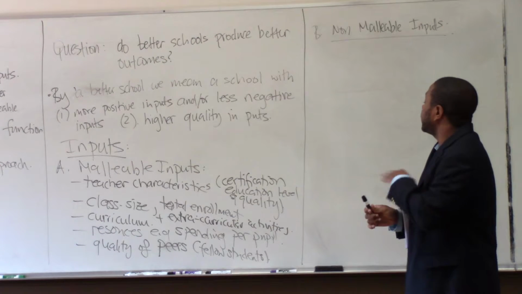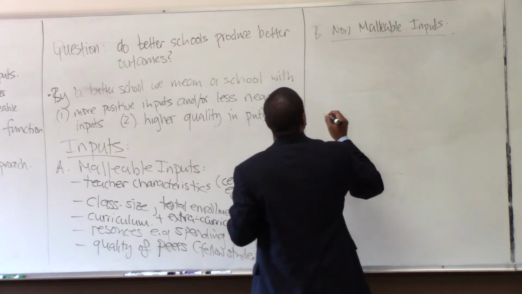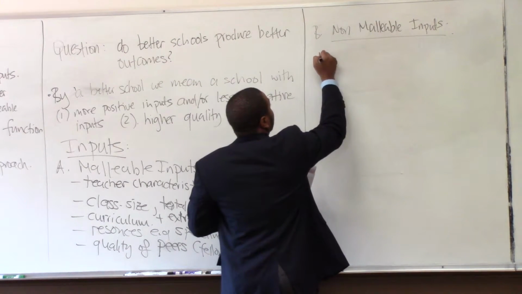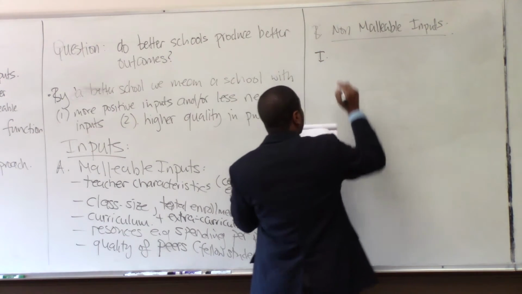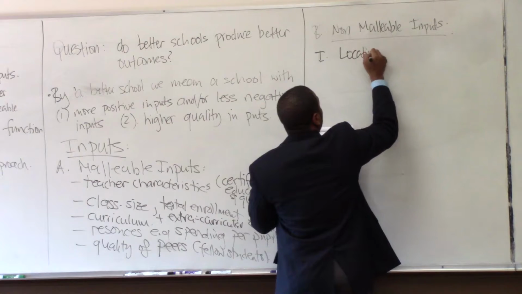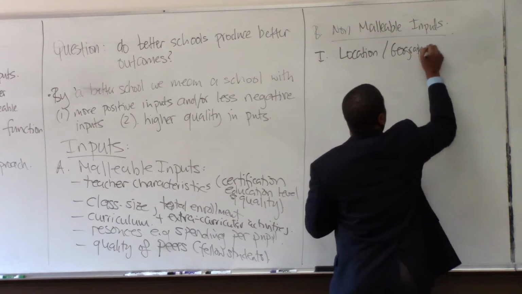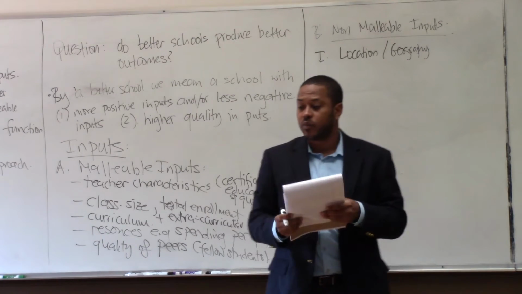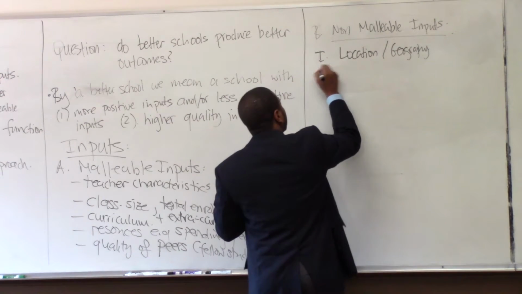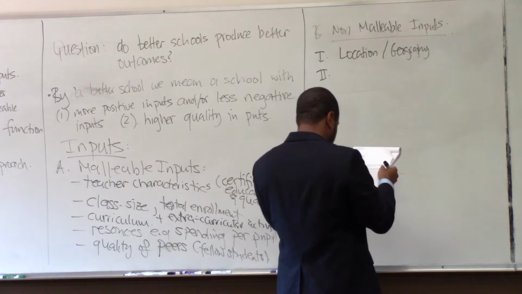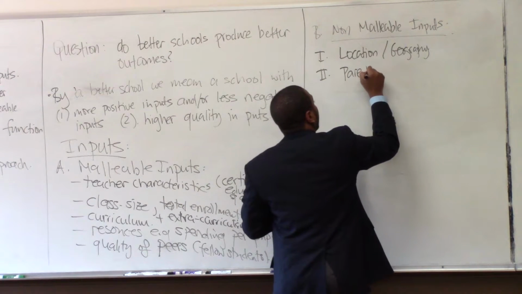Okay, so let's think about some of the non-valuable. Let's think about some of the non-valuable inputs. So what are some of the non-valuable inputs? Location. Okay. Or like geography here. That's a good guess. So like, parental background.